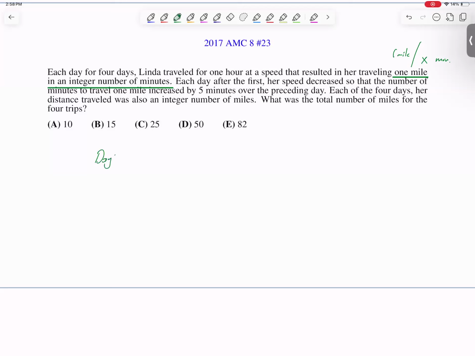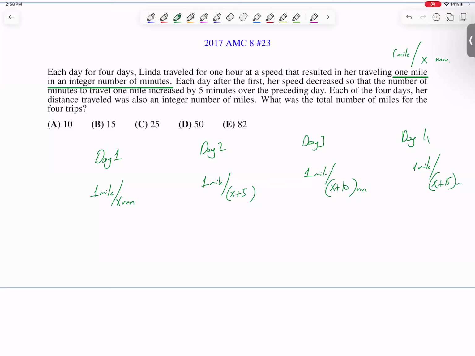Let's say on day 1 the rate is 1 mile in x minutes, and day 2, increased by 5 minutes, is 1 mile in x plus 5 minutes. Day 3, it takes 1 mile in x plus 10 minutes. And day 4, 1 mile in x plus 10 plus 5, x plus 15 minutes.